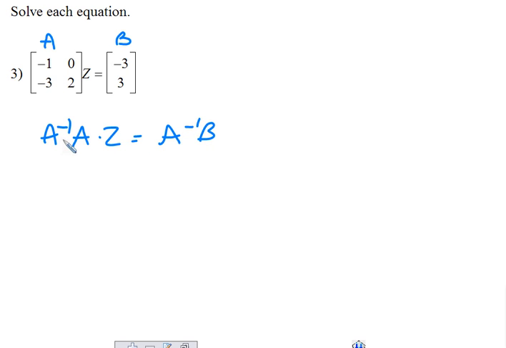We know that a matrix times its inverse is equal to the identity matrix, and that's equal to 1. So actually, the z is simply going to be found by finding A inverse B. And you can do that on your calculators, and your answer will be 3, 6. 3, 6 is how your matrix will look. Okay, on to question number 4.